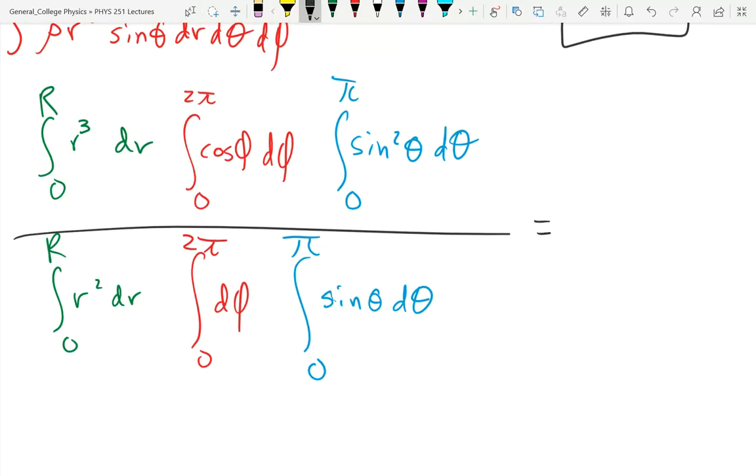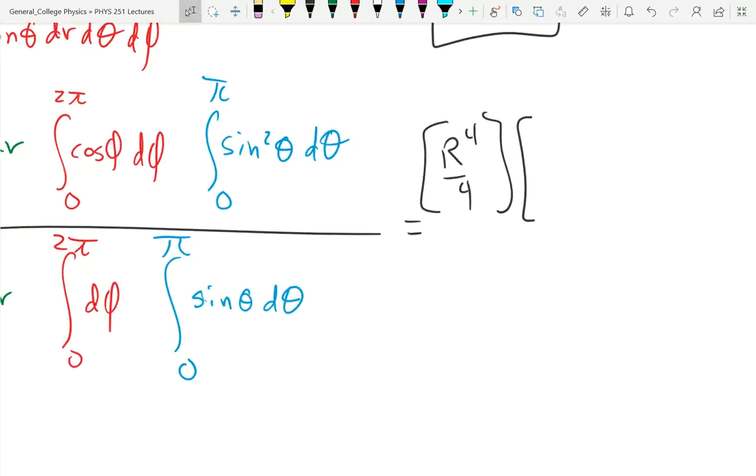What's the integral of r cubed dr? R to the 4th over 4, going from 0 to r, that's r to the 4th over 4. What's the integral of cosine phi d phi? I believe it's positive sine. I was forgetting. Doesn't really matter because what's sine of 2 pi? Oh, it's just 1. No, it's 0. Sine of 2 pi is 0. What's sine of 0?